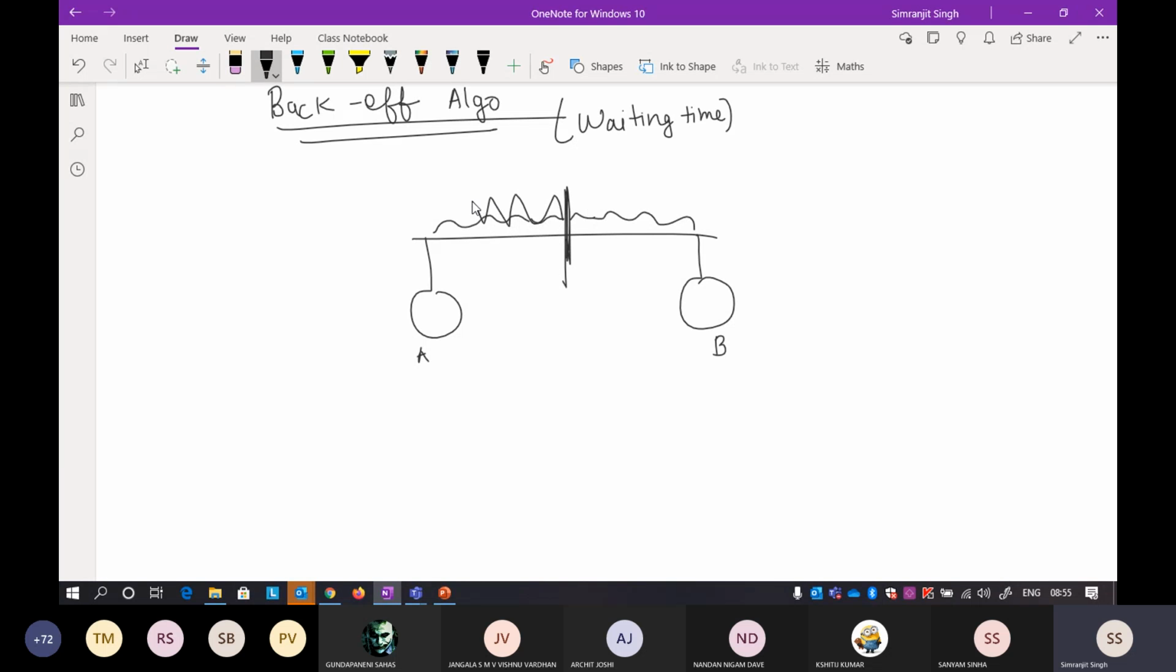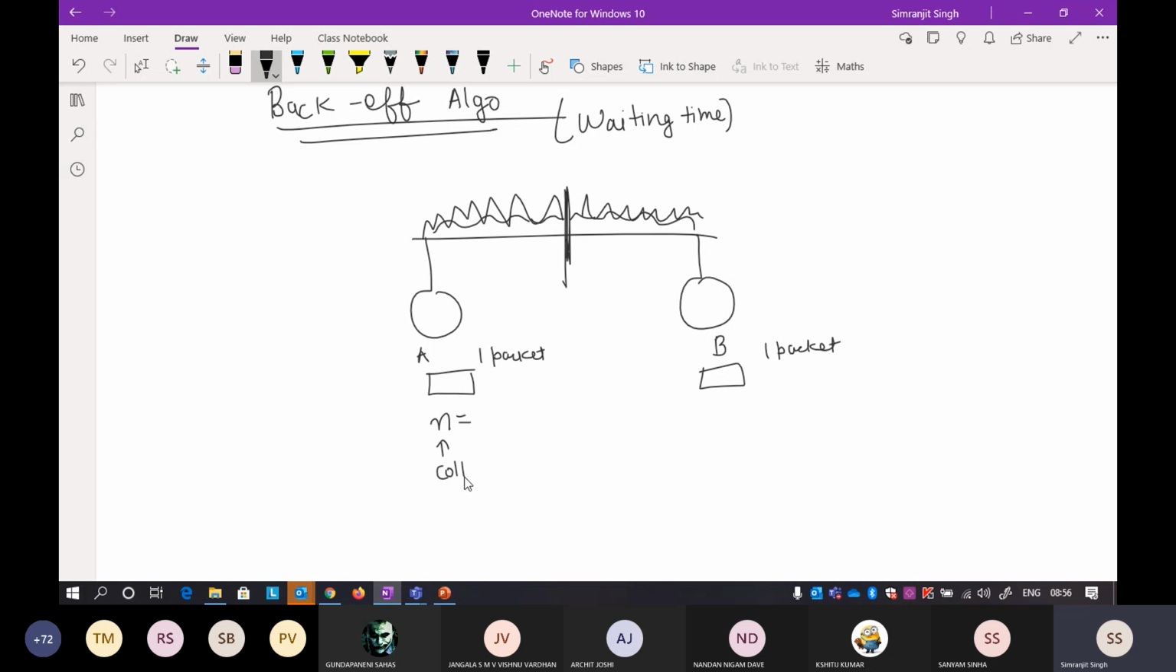So the collision signal will be sent back from both ends. Now there are two terms you have to know. Suppose A was sending the first packet, and B was also sending the first packet. Now N denotes the collision number.